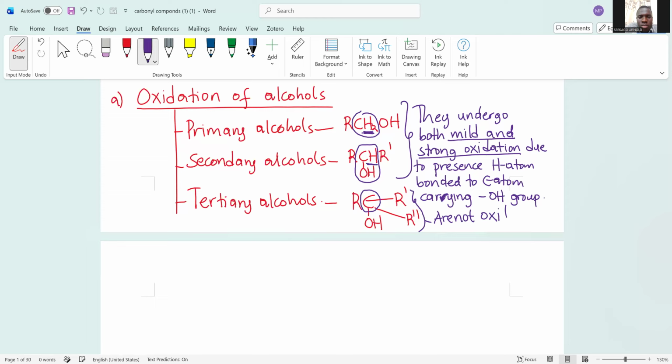Now, this last category here, the tertiary alcohols, are not oxidized, due to lack of a hydrogen atom on the carbon atom carrying the hydroxyl group.